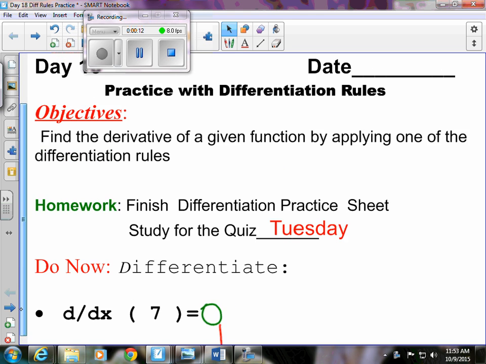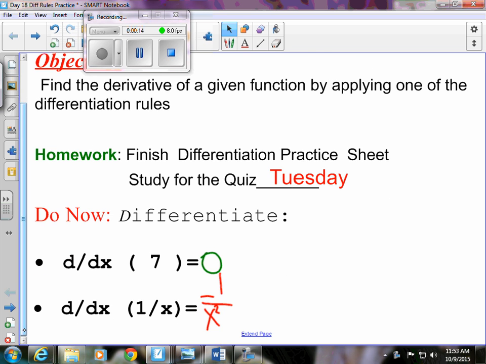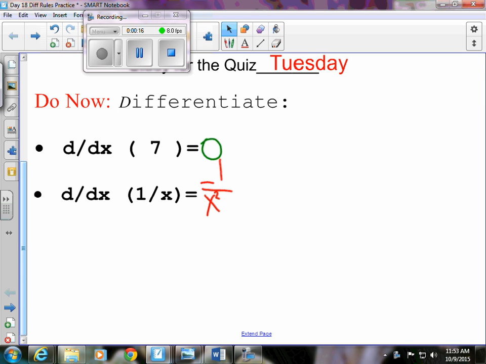Okay, so let's see how you guys are doing with these. The first one, derivative of 7. Do we all get 0? Yeah. Now, for the second one, negative 1 over x squared is right. I'm just wondering, did anyone use the quotient rule for that? No, it's kind of like a waste of a beautiful rule, but you could, right?